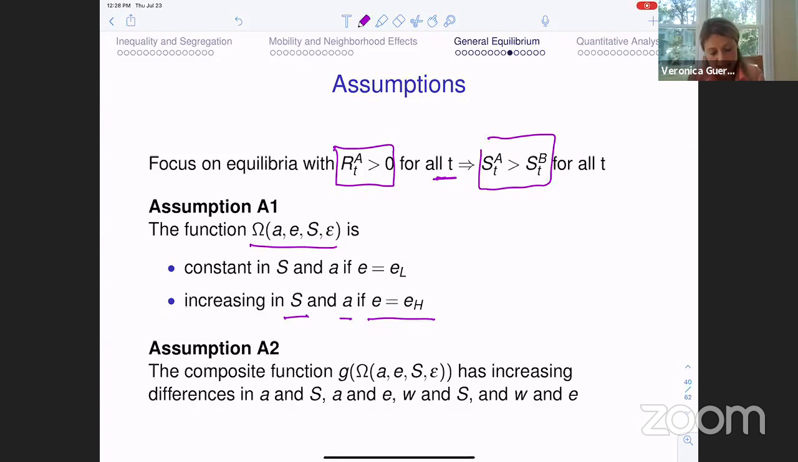Okay, and the other assumption is that the composite function G of omega has increasing differences in A and S, A and E, W and S, and W and E. So there are some complementarities between spillover and ability and education, and spillover and wages and education and wages. And I'm going to show you now, explaining the mechanism, why these assumptions are important.